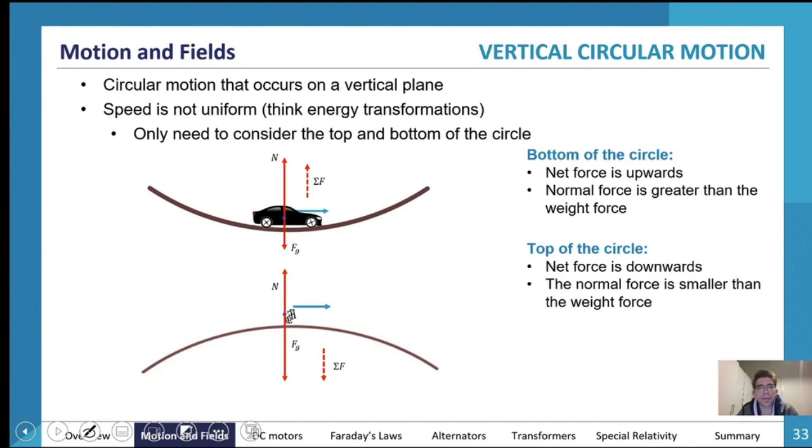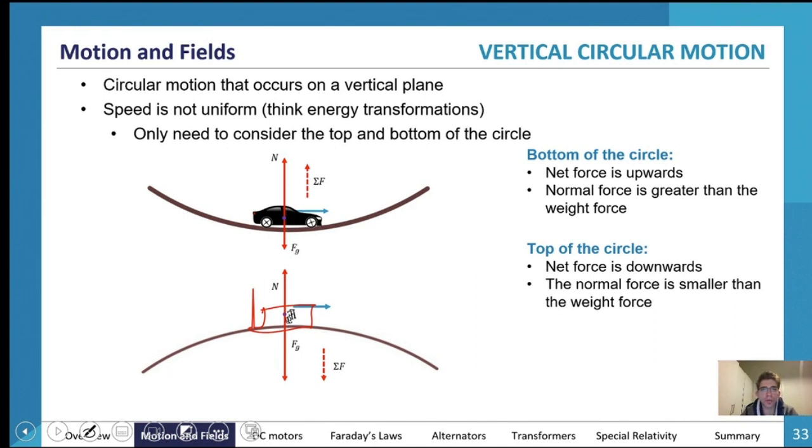There is also the type of circular motion that occurs on a vertical plane. Speed is not uniform. You can think about energy transformations. And you only need to consider the top and the bottom of the circle. VCAA will not ask questions about what happens on the sides of the circle. At the bottom of the circle, the net force is upwards because the normal force is greater than the weight force. Whereas at the top of the circle, there's supposed to be a car here, sorry for that. The net force is downwards because the normal force is smaller than the weight force.